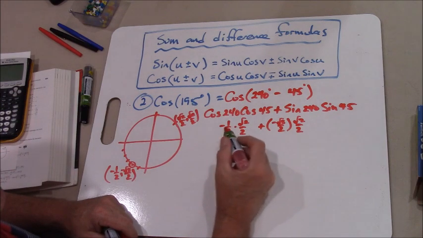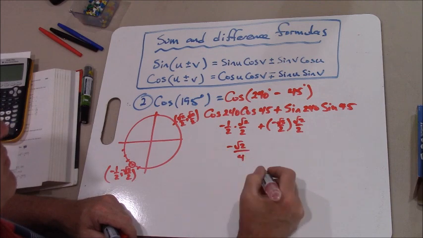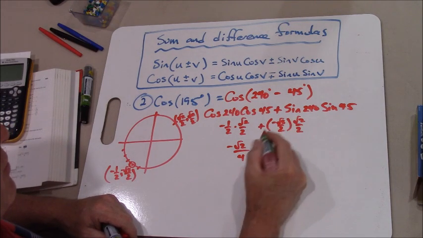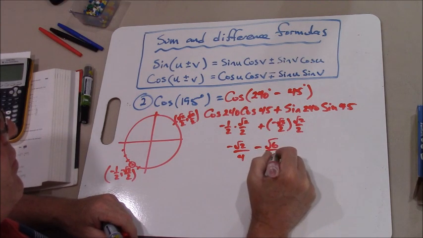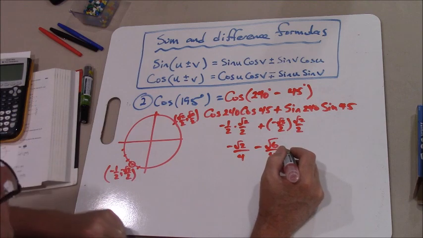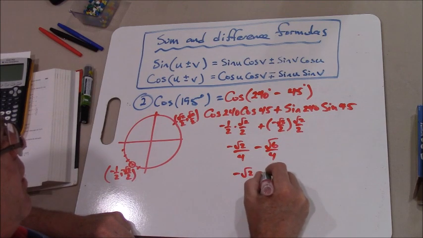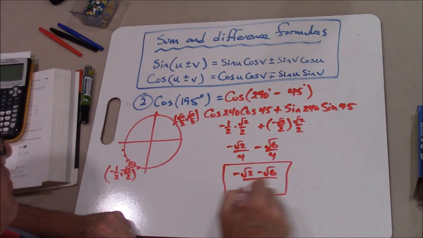Alright, so if I multiply these two, I get a negative root 2 over 4. Here I got positive times a negative times a positive. That'll be negative overall. And I get the square root of 6 over 4. And so that means I've got a negative root 2 minus root 6 all over 4. There's my answer.